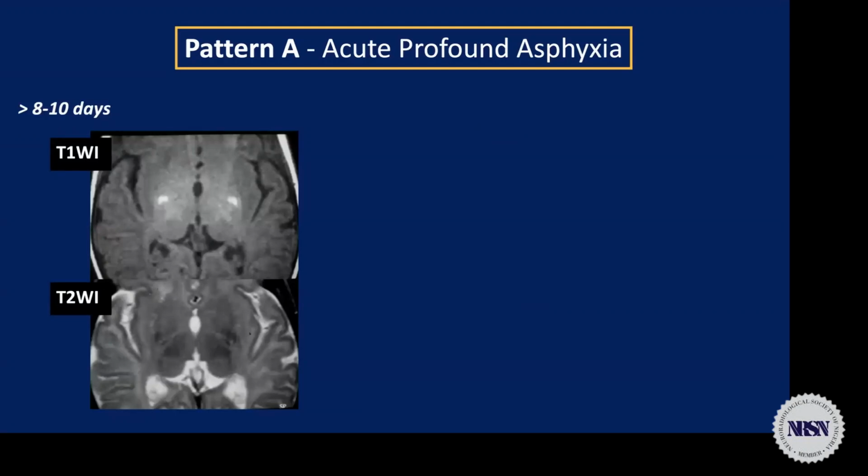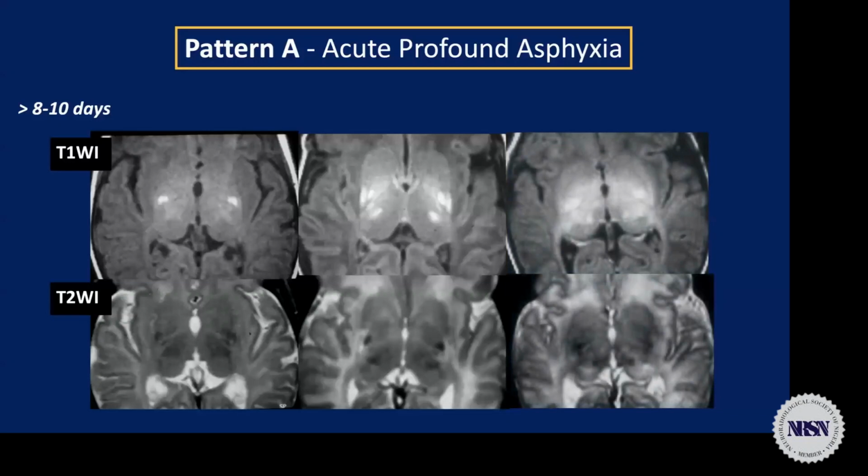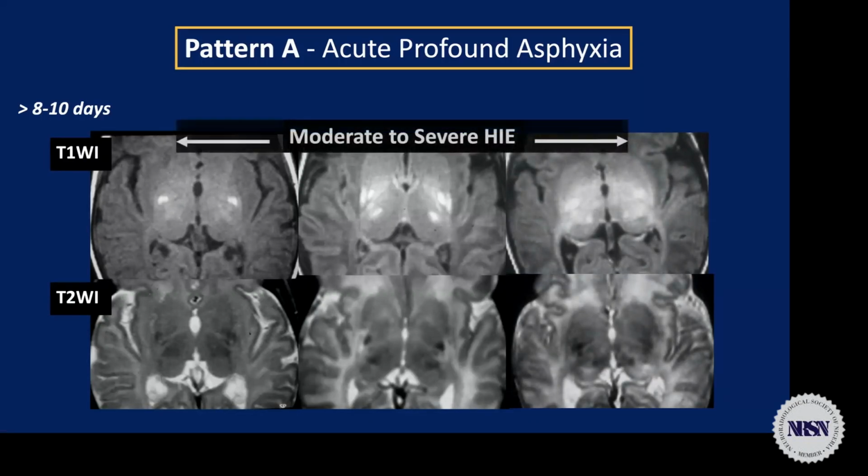And you can see how this pattern is different according to the severity of insult. You can see here a minimal lesion at the posterior part of the lentiform nuclei. Lesion is in lentiform nuclei and also in VPL. Lesion is diffusely at the level of the basal ganglia in this more severe case.